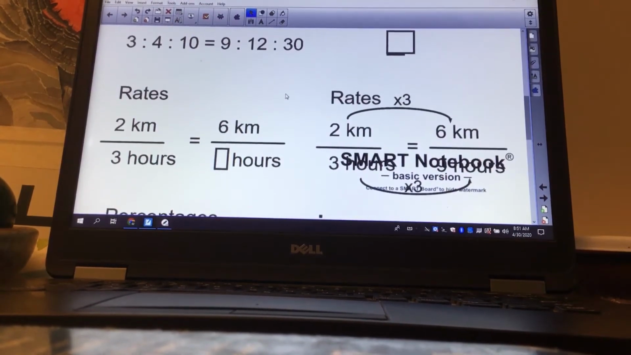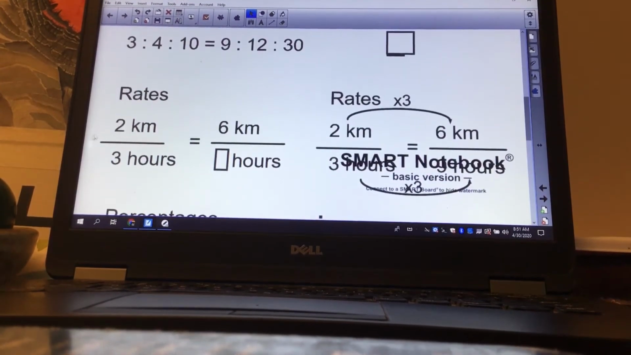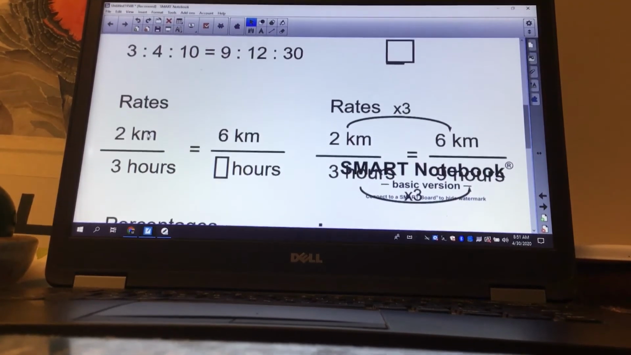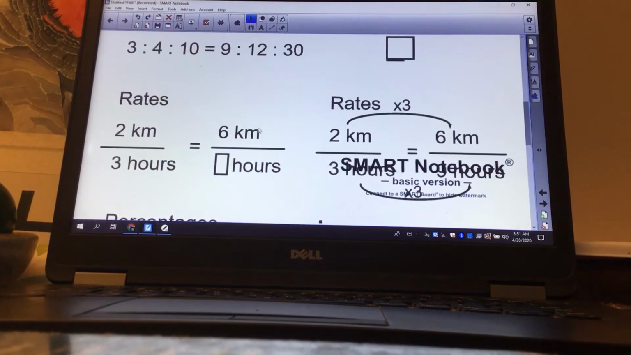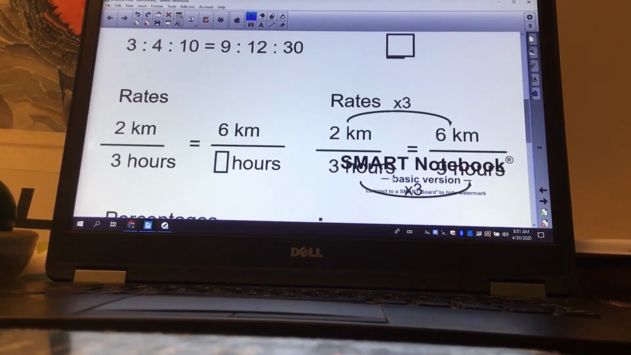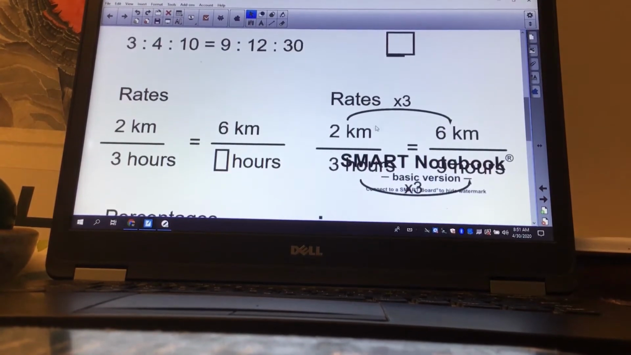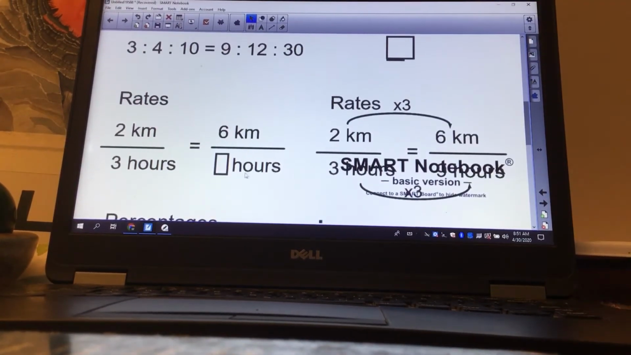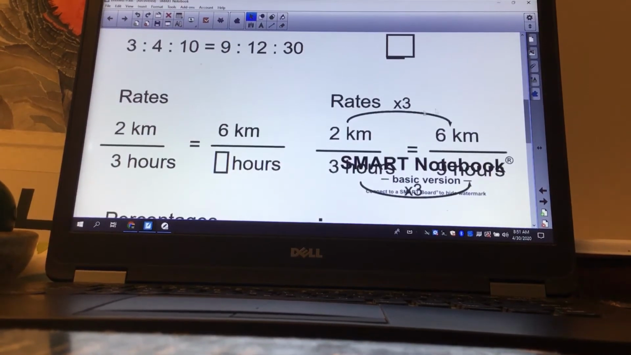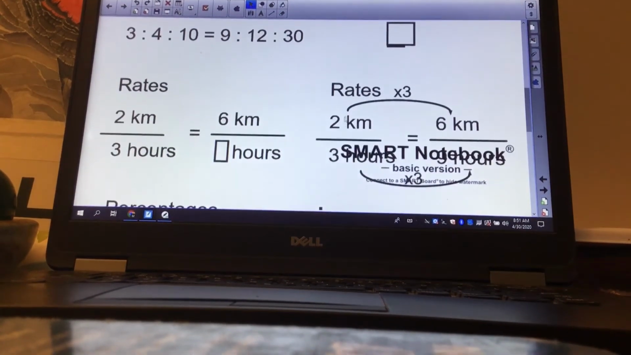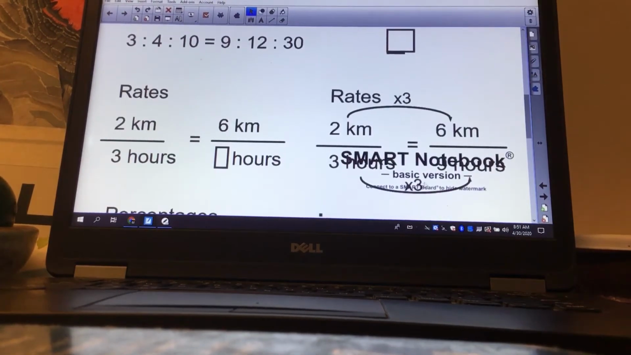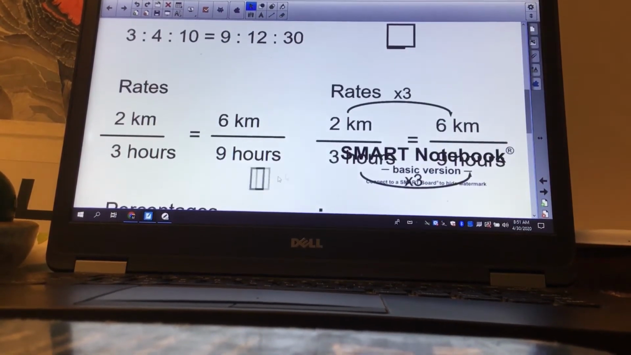Okay, let's take a look at rates. So 2 kilometers in 3 hours equals 6 kilometers in how many hours? Well, I do the same thing. I find my scale factor. I have both of my kilometers, so 6 divided by 2 gives me 3. So I multiplied by 3 to go from 2 to 6. I multiply my 3. I end up with 9 hours.